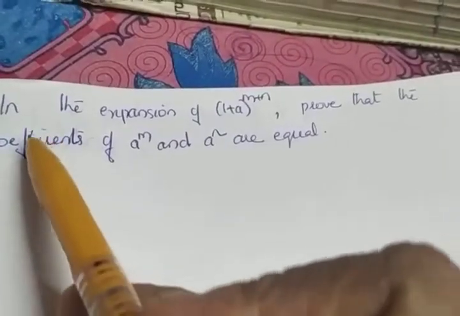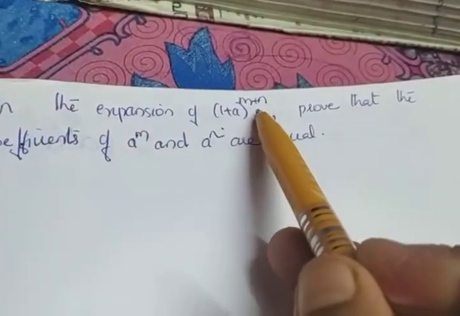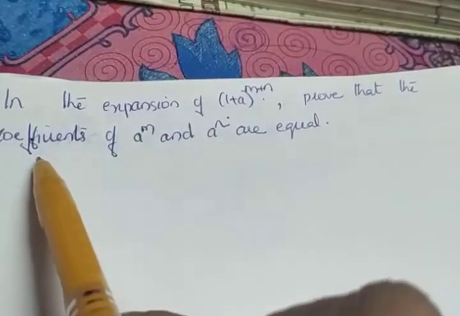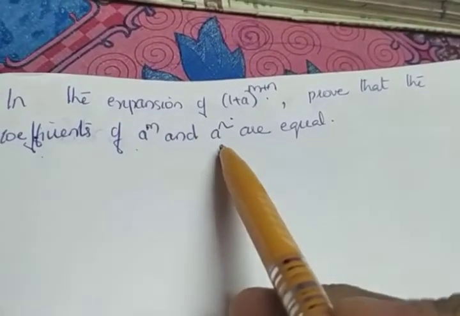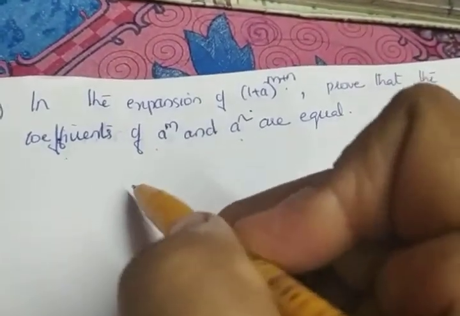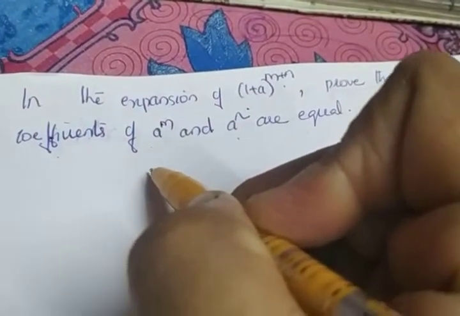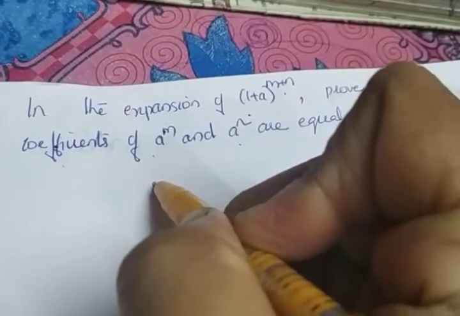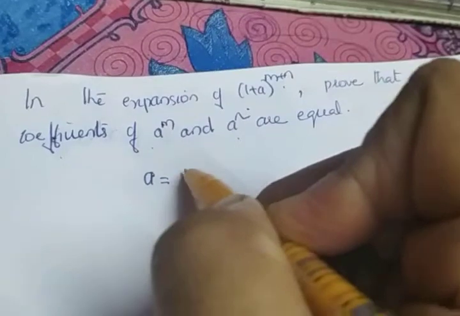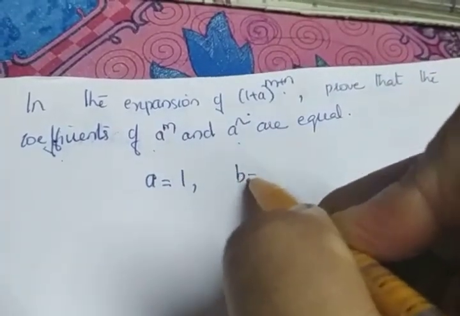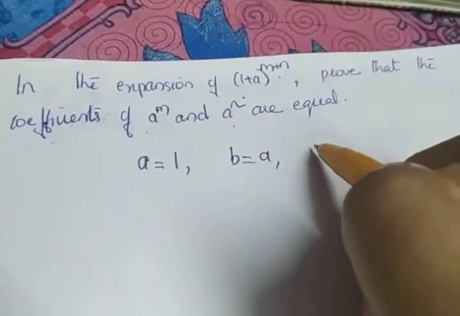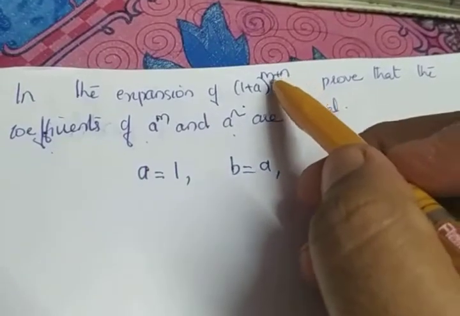So the next one: in the expansion of (1 + a) raised to m + n, prove that the coefficients of a^m and a^n are equal. So what we have to do is write the general term. Before writing the general term, we can write the values of a and b. Here a is 1 and b is a, and the value of n, the power, is m + n.